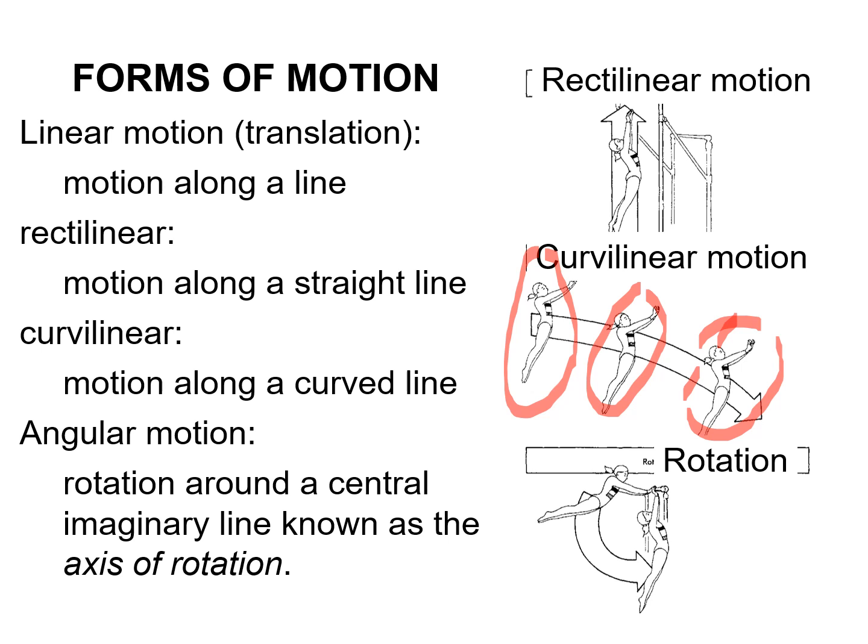Angular motion is rotation around a central imaginary line, which is also called our axis of rotation. So our medial lateral axis, our vertical axis, our anterior posterior axis, that is where the rotation is occurring about, okay? So we see this gymnast, she's rotating around this central point right here, and her body is rotating about or around that axis. Okay?